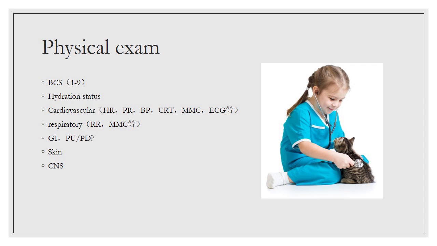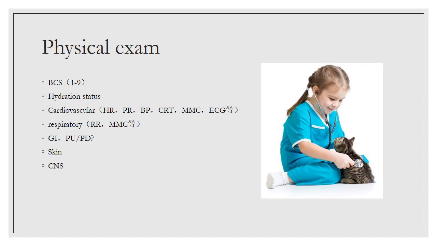The cardiovascular parameters, such as heart rate, pulse rate, blood pressure, CRT, mucous membrane, ECG, and all those things, can give us a general idea of the patient's cardiovascular function. For the respiratory system, what we can see is the respiratory rate and the mucous membrane color, if it is pink, if it is red, if it is cyanotic. And for the GI system function, we check if the patient is vomiting or having diarrhea. So it also has a connection with the hydration status of the patient too.